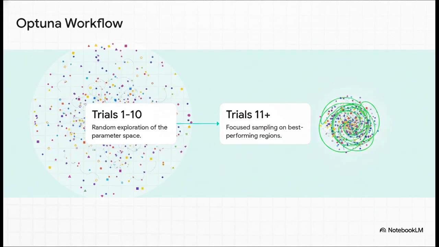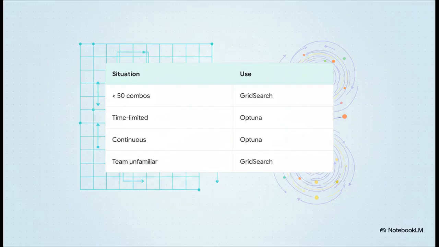Here is exactly how Optuna thinks. Pehle 10 trials bilkul random hote hain. Those first 10 trials are pure random exploration. But trials 11 and onwards, it actually learns from its history. It dynamically shifts from random exploration to hyper-focused refinement in those winning regions, which gives you vastly better results per compute hour. Keep this decision matrix locked in your head at all times. Use grid search for reproducibility and smaller spaces.